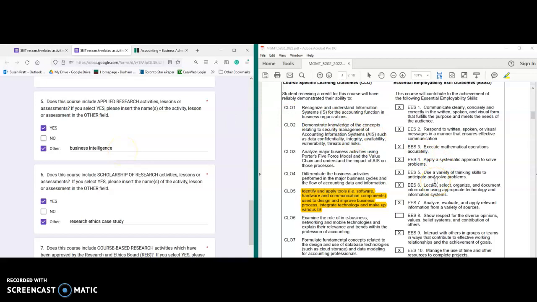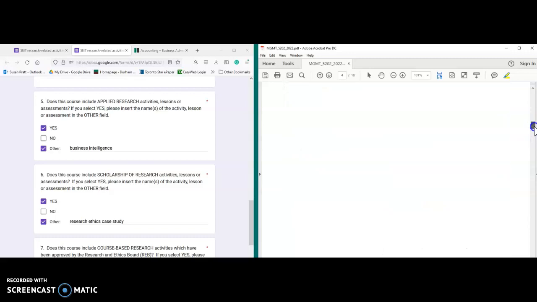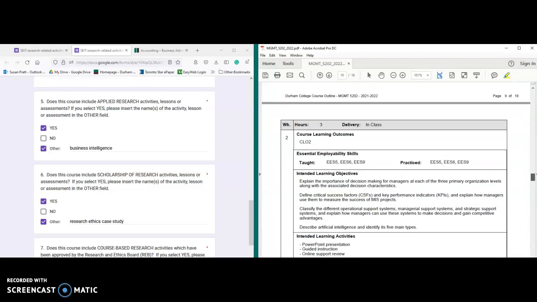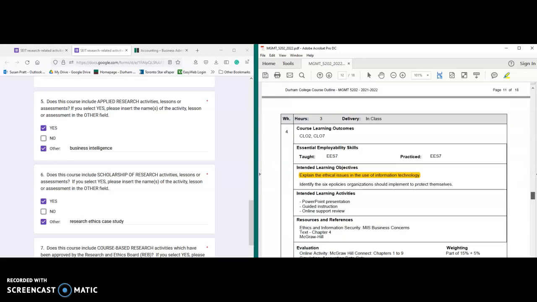So now let's look at the course outline for an example of where scholarship of research skills or content knowledge might be taught. So in this course, in the sequence of instruction, in week 4, I just happen to know, one of the intended learning objectives is explain the ethical issues in the use of information technology. In this course, faculty teach students about research ethics, knowledge required to successfully conduct research in an academic setting.